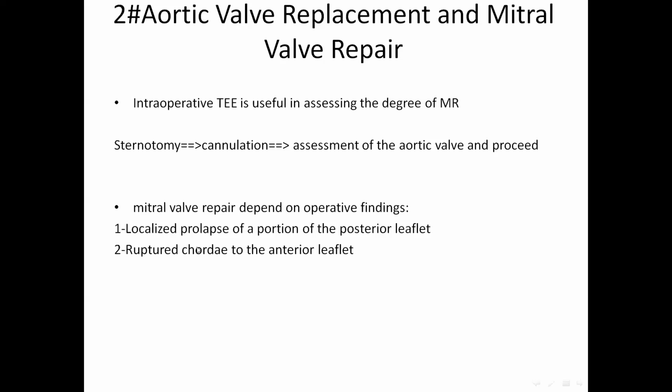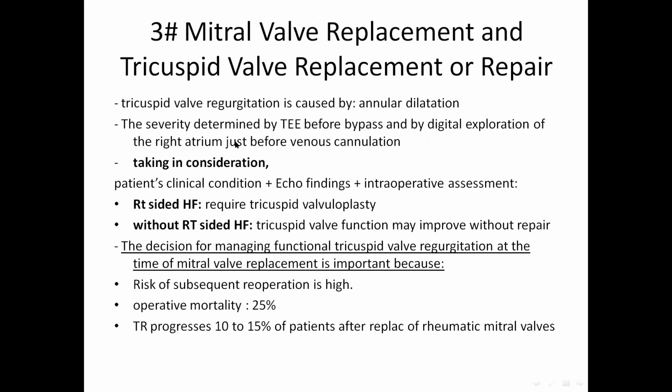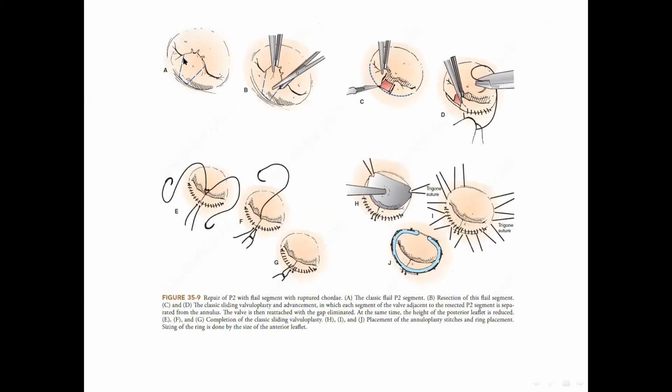If it's a localized prolapse, and this has been explained before in mitral valve repair, we do a triangular excision of the prolapsed segment. Then we will repair with continuous 4-0 suture, and we will support with a ring, supplemented with the posterior annuloplasty.